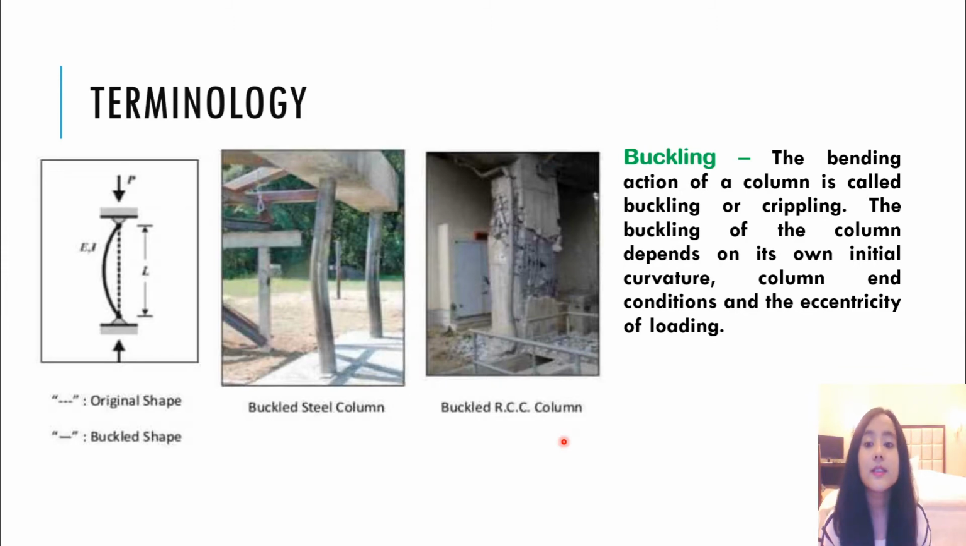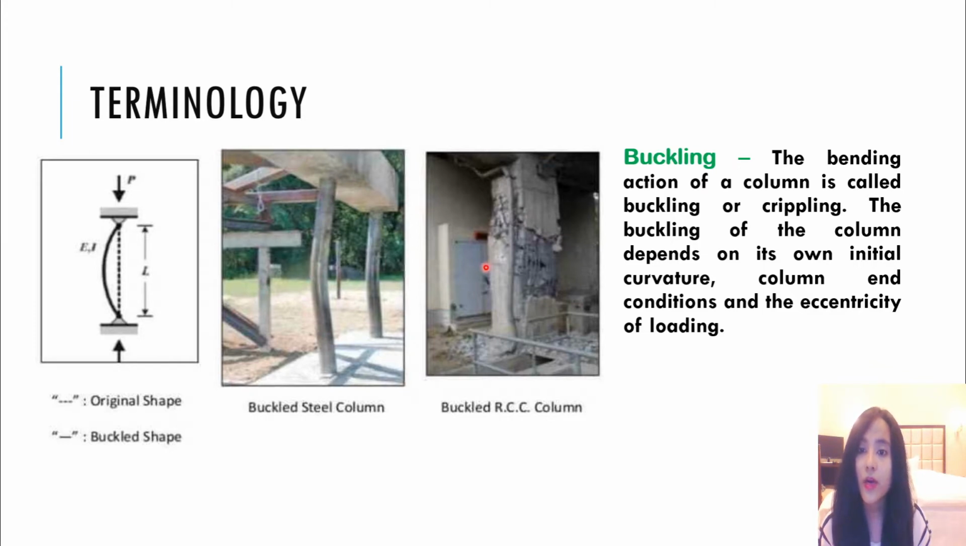So let us see some of the terms that we will be using again and again in this unit. The first one is buckling. Now what does buckling mean? As you can see in this diagram, a buckled steel column and a buckled RCC column. From the figure you can clearly see that the column which is under compression has bent, right?